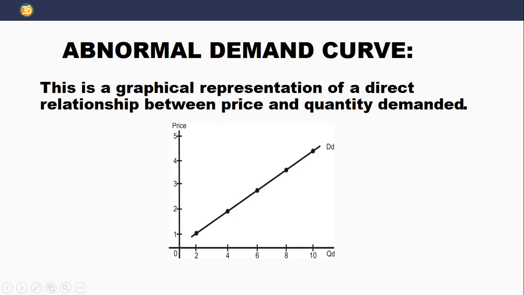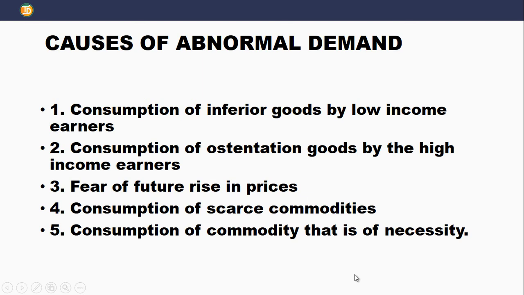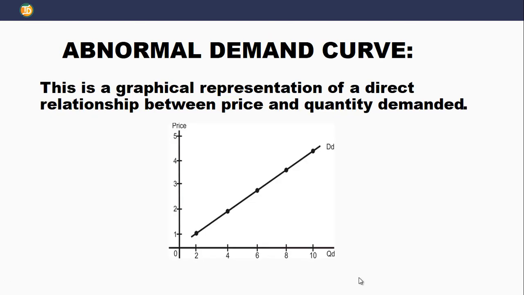Let's look at the abnormal demand curve. Abnormal demand curve is a graphical representation of a direct relationship between price and quantity demanded of a commodity. You can see as price increased from 1 naira to 5 naira, quantity demanded increased from 2 units to 10 units, to show a direct relationship between price and quantity demanded. So this shows that the abnormal demand curve slopes upward from left to right.